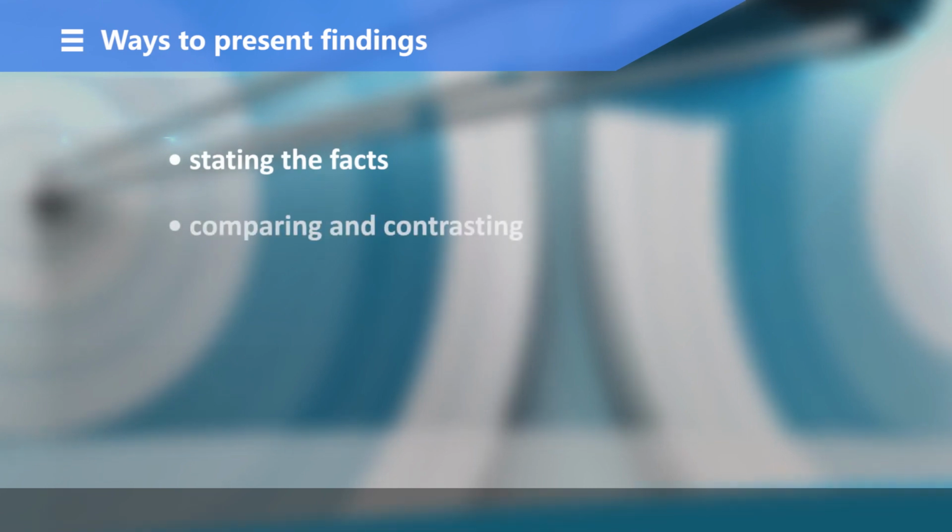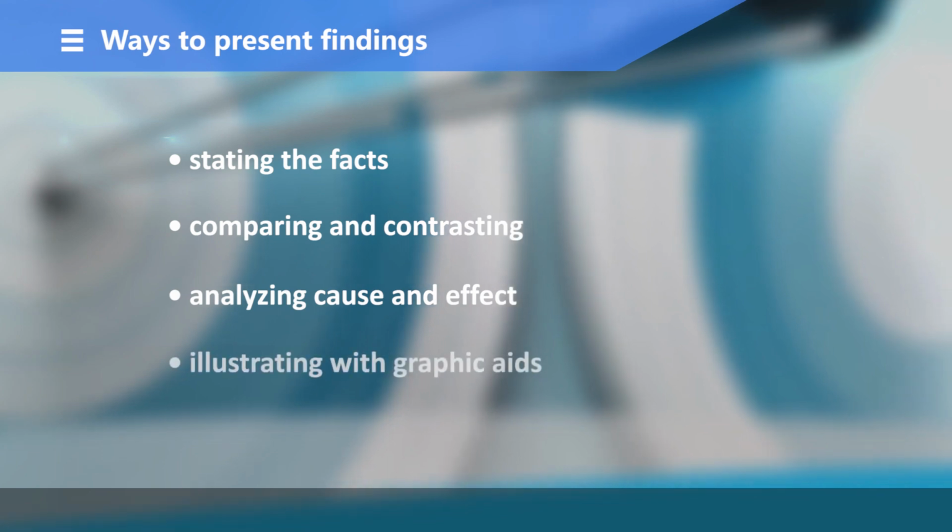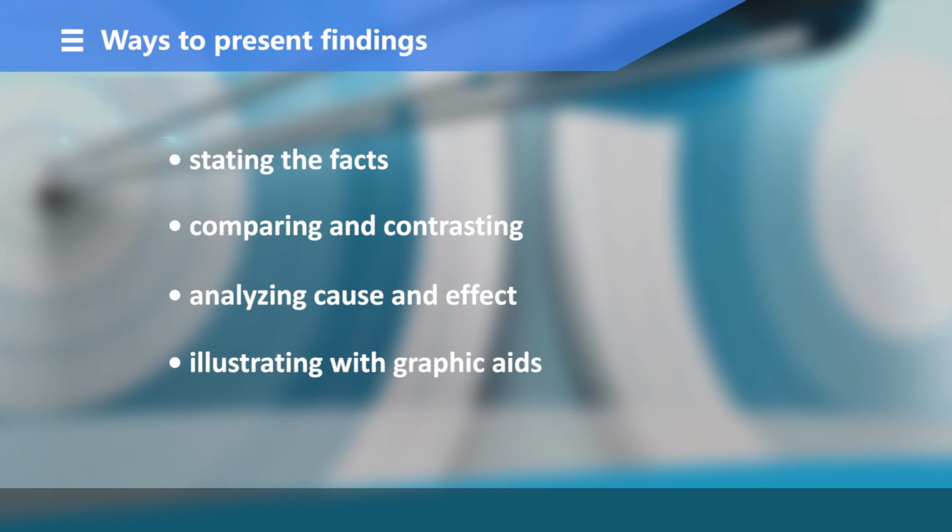Just now we have talked about the features and the elements in this part, but how to present the findings? Can you think of any ways to present the findings? I think firstly is stating the facts, and secondly comparing and contrasting. And analyzing cause and effect. Yes, good. Last, illustrating with graphic aids should matter. Yes. So we can state the facts, and we can also use comparison and contrast. We can also analyze the cause and effects. The pictures are also very important. We can use graphic aids to illustrate the findings.